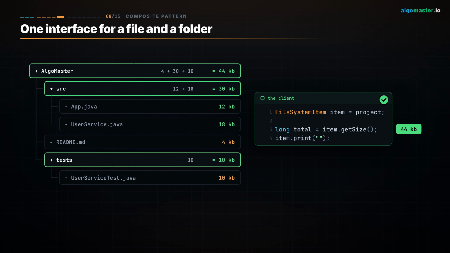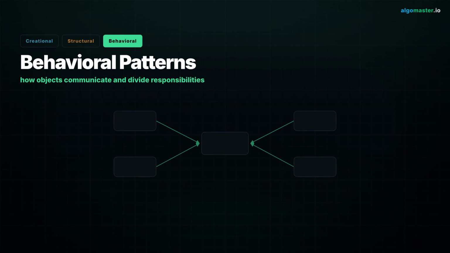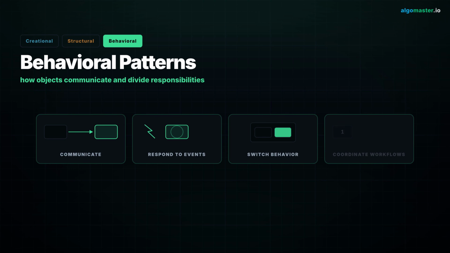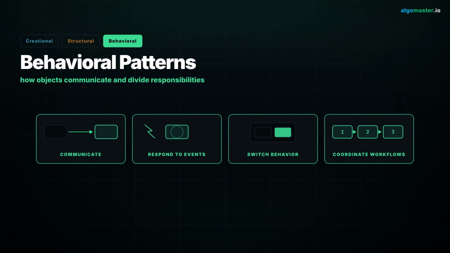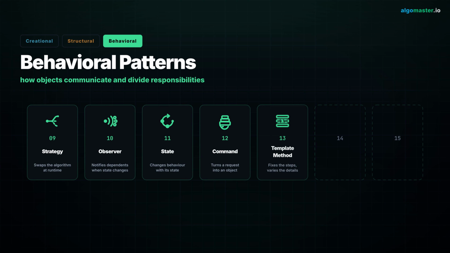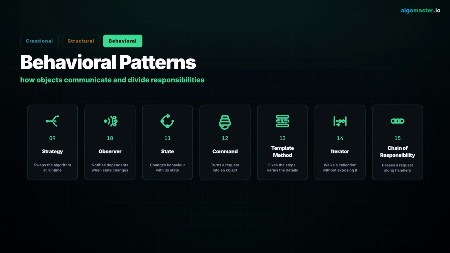So far, we have looked at how objects are created and how they are connected. But software is not just about structure. Objects also need to communicate, respond to events, switch behavior, and coordinate workflows. That brings us to the final category, behavioral design patterns. In this section, we'll cover 7 important behavioral patterns: strategy, observer, state, command, template method, iterator, and chain of responsibility. Let's begin with one of the most commonly used patterns, the strategy pattern.